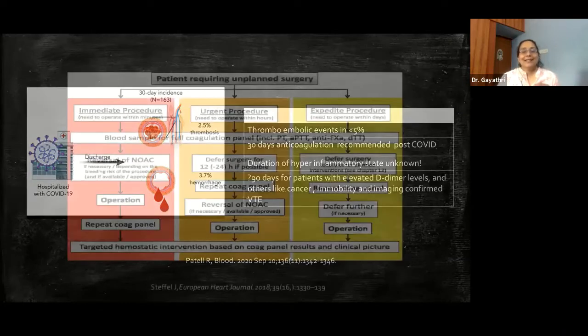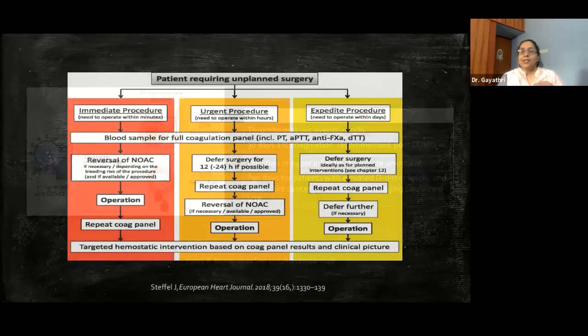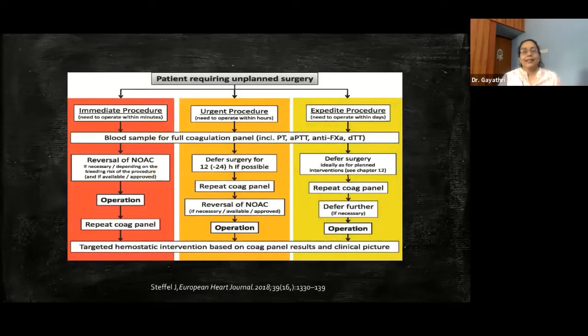Now, this is a very, very important slide, okay? Here, the patients who are on oral anticoagulants have been divided, depending on the surgery, into three categories: patients who need immediate procedures, patients who need urgent procedures where we have some 1 or 2 hours of time to go ahead with surgery, and patients whom we can expedite, whom we can just ask to come after some time, right? In all three categories, of course, we have to send a blood sample for a full coagulation panel.